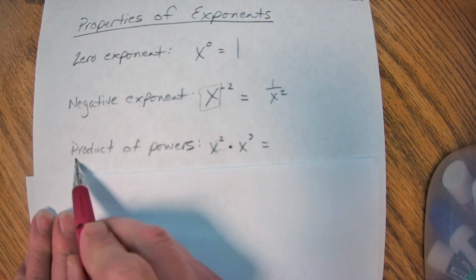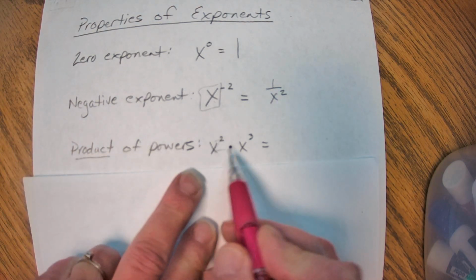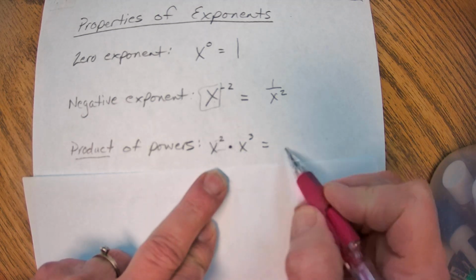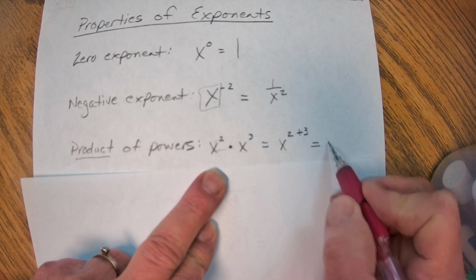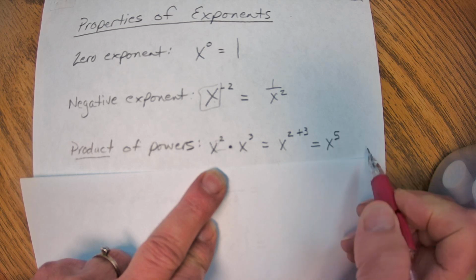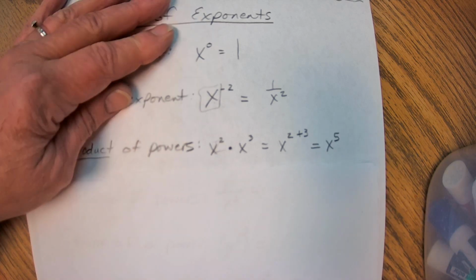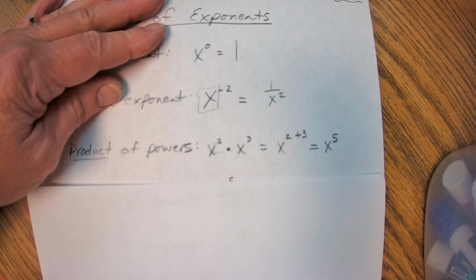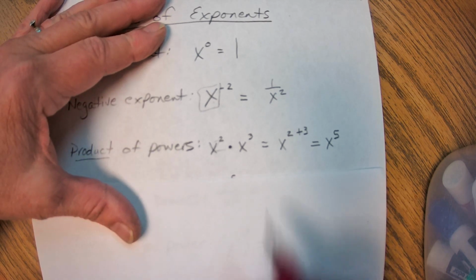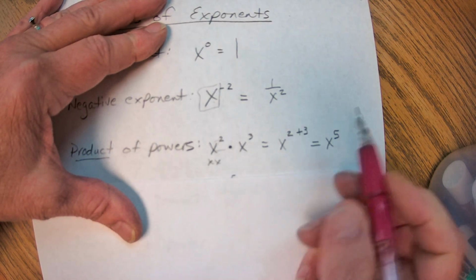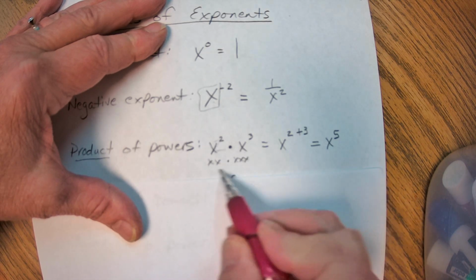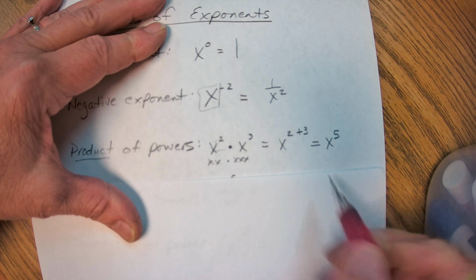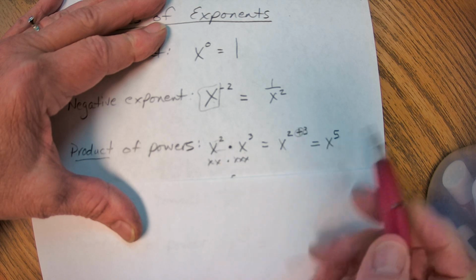Product of powers. Product, remember, means to multiply. If you're multiplying same bases, you add the exponents. And if you think about what this really means, x squared is x times x, and x cubed is x times x times x. Well, if you count them up, there's 5 of them. So you add the exponents.